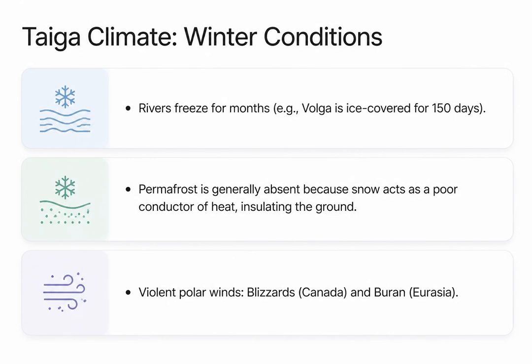During these severe winters, nearly all rivers in Russia freeze over. The Volga, for instance, is typically ice-covered for about 150 days a year. Interestingly, despite the extreme cold, permafrost, a permanently frozen subsurface layer, is generally absent here. This is because the heavy snow cover acts as a poor conductor of heat, effectively insulating and protecting the ground from the severe cold above. The region is also battered by violent cold polar winds, known as blizzards in Canada and the Buran in Eurasia.